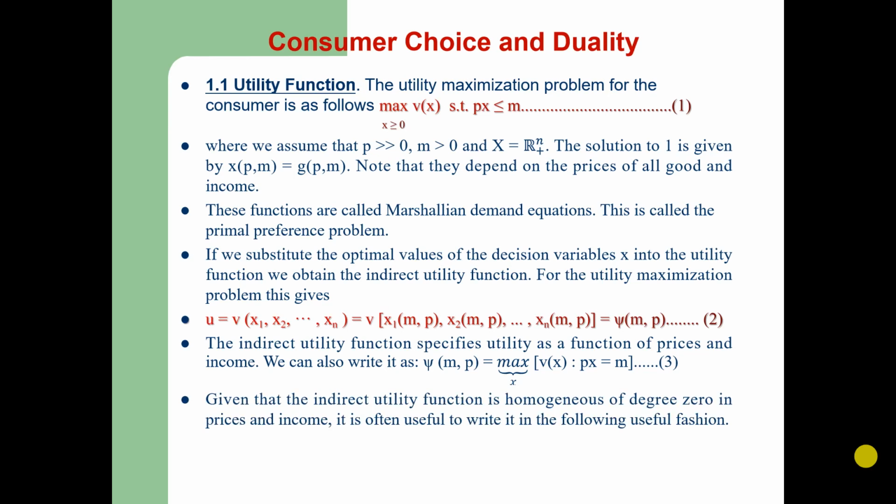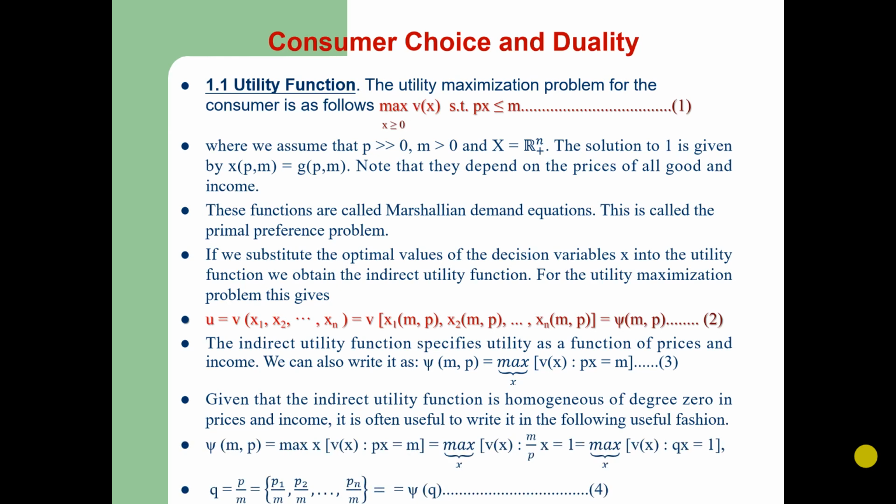Given that the indirect utility function is homogeneous of degree 0 in prices of goods and income, it is often useful to write it in the following fashion, and we can get this function which is given by equation 4. So since this is homogeneous of degree 0, we can write finally equation number 4 as q is equal to p divided by m. Since there are n goods, we have p1 divided by m, p2 divided by m, up to pn divided by m, and finally we have this function as a function of q.